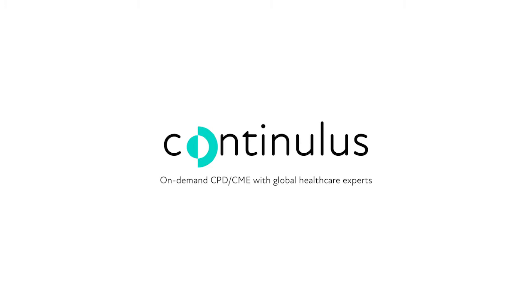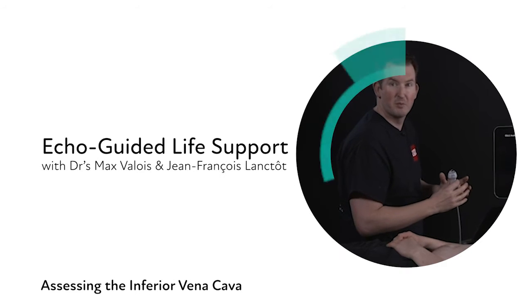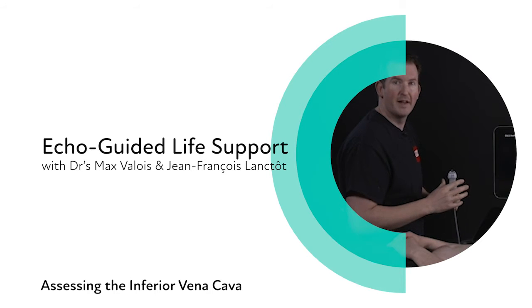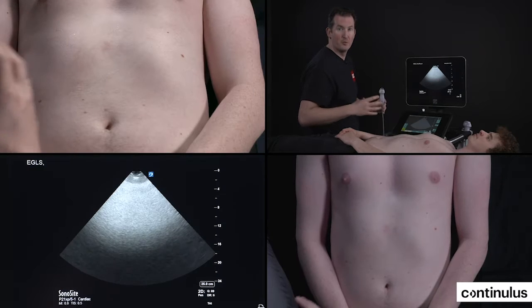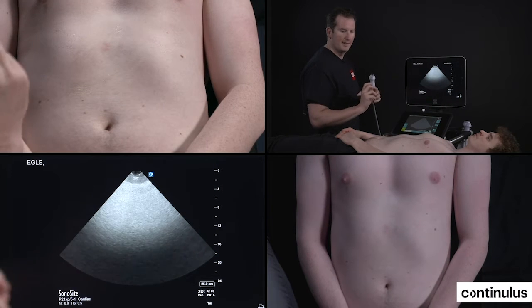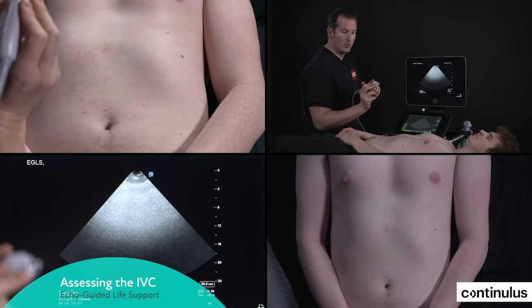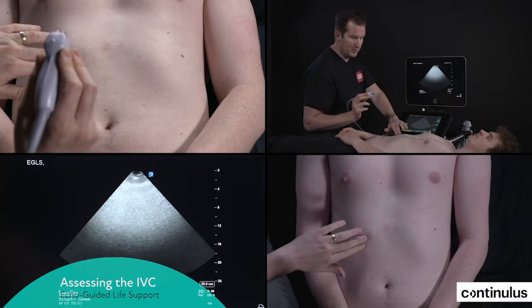The IVC is a simple structure. It's a vein. There's not much structure to identify, but finding it, if you're not systematic or if you move too fast, might be difficult. Let's take our probe, indicator towards the patient's head, and palpate his rib cage.